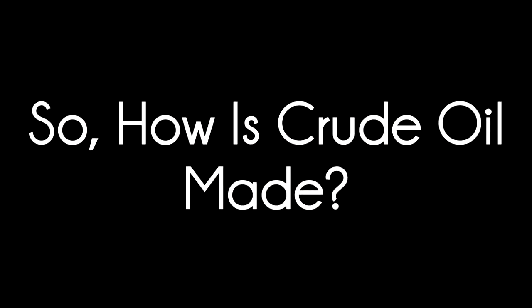So, how is crude oil made? Crude oil is a fossil fuel, meaning that it was made naturally from decaying plants and animals living in ancient seas millions of years ago. They've slowly been broken down into the crude oil we know today. Here's Ashley to tell us about what crude oil is.